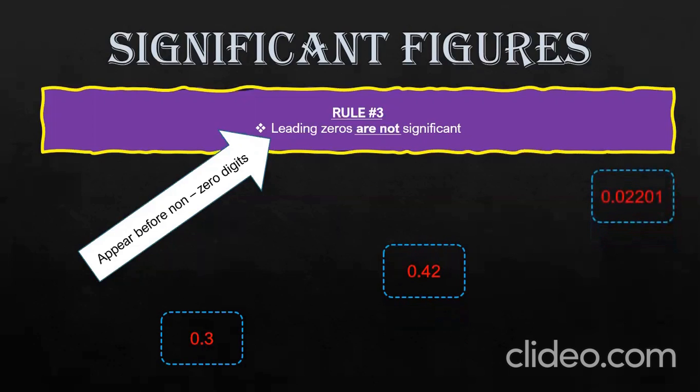Another example is 0.02201. Now, these 2 zeros, they are in front of non-zero digits, so they are not significant. However, this 0 here is significant because it falls between 2 non-zero digits. So this number here, it has 4 significant figures.